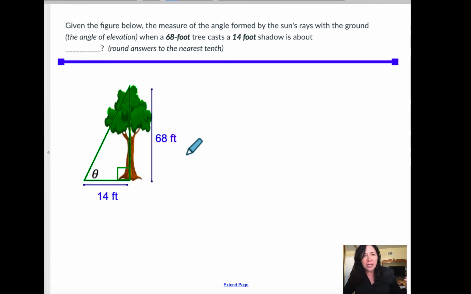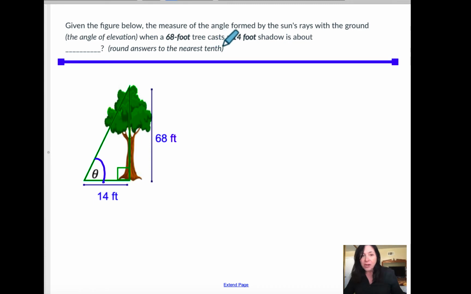The next question is saying, given the figure below, we got a tree with the height, we got a base. Let's see here. Measure the angle formed by the sun's rays, which is that angle of elevation right here. It says you got the 68-foot tree. We've got a 14-foot shadow. They want to know, what do they want to know?